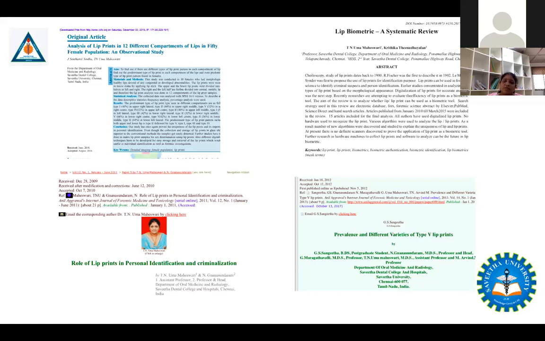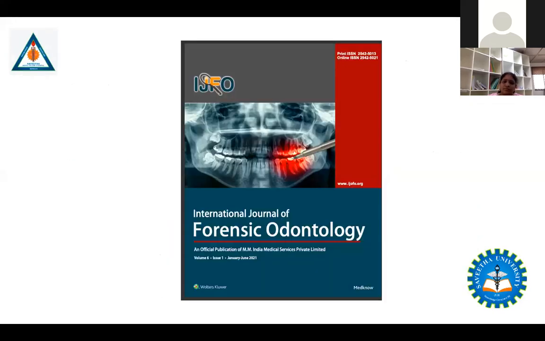I was involved in matching these lip prints, which were detected from the crime scene. The photographs of the lip prints I received helped me in criminalization and in proving the efficiency of forensic odontology in the field of forensic and criminal investigation.